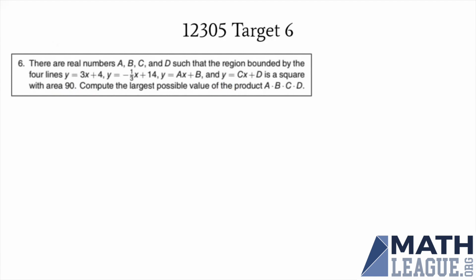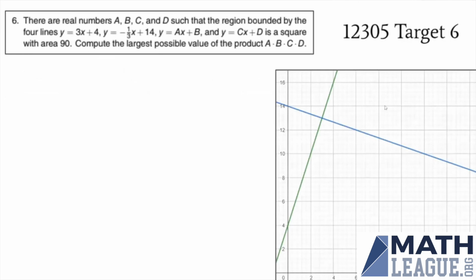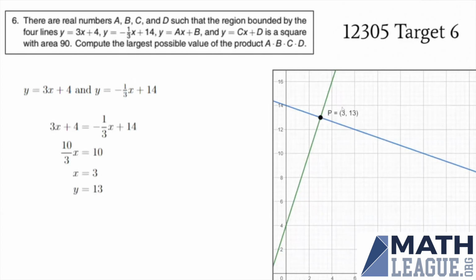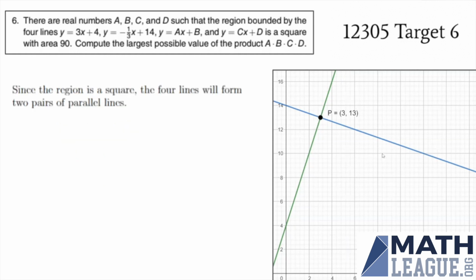The first step is to plot the 2 lines that we are given and find their point of intersection by setting the 2 equations equal to each other, finding that their point of intersection is at 3, 13. We also know that the area inside the 4 lines is a square. That means that each of the lines will have 2 of the corners of the square on it, and the 4 lines will form 2 pairs of parallel lines.